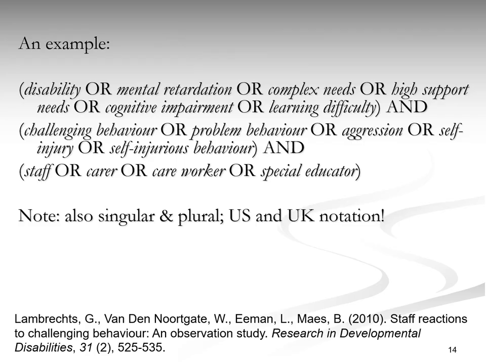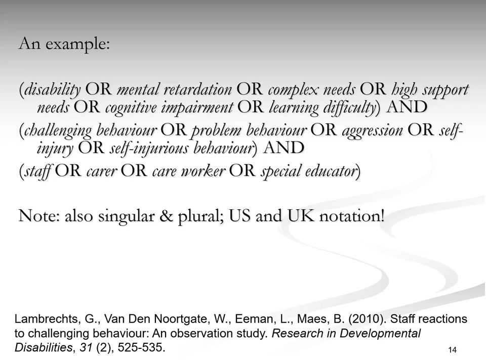An example. So in a study we have done about the staff reactions to challenging behavior in people with severe mental retardation, we used the following keywords. So you can see that we have defined three groups of keywords. The first group of keywords was about the persons with mental retardation. We said, well, disability, or mental retardation, or complex needs, or high support needs, or cognitive impairment, or learning difficulty should be included in the paper.